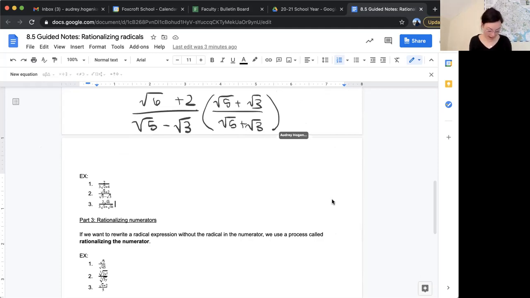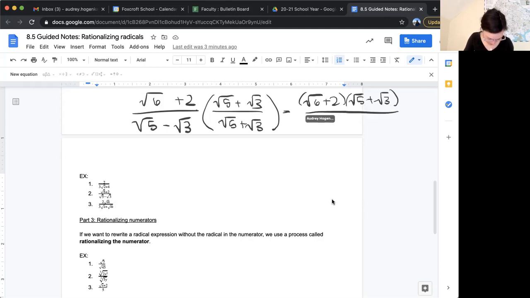Okay, and so now I'm going to have to do some FOIL action because I'm going to have in my numerator square root of 6 plus 2 times square root of 5 plus square root of 3. And then in my denominator, I have square root of 5 minus square root of 3 times square root of 5 plus square root of 3. Okay, so let's look at our numerator and let's FOIL that out over here.